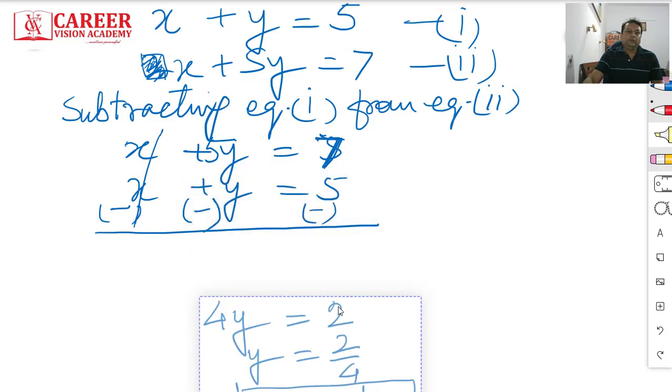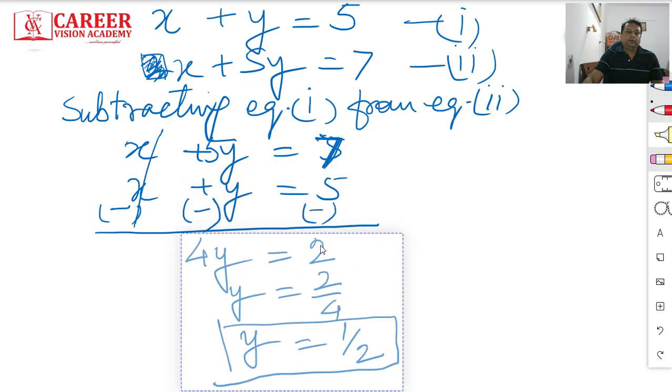So what did we do here? We subtracted equation 1 from equation 2. Why did we subtract? So that we may eliminate x. Why can x be eliminated like this? Because both the equations have the same coefficient of x, so they can be subtracted easily. I got the value of y.